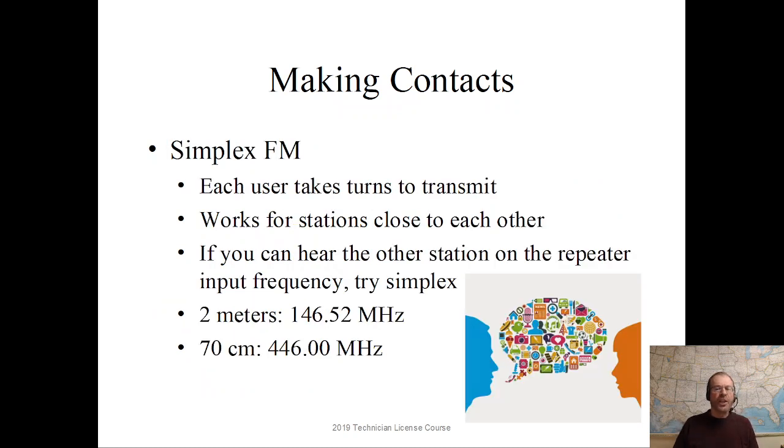On simplex FM, that is to say you're using a single frequency. You're not using a repeater system at all. You're just using 146.59 or 58 or something like that, a single simplex frequency. So you talk and each user takes turns to transmit. And this is good if you're within a few miles of the other station. So you don't need to use a repeater in that case.